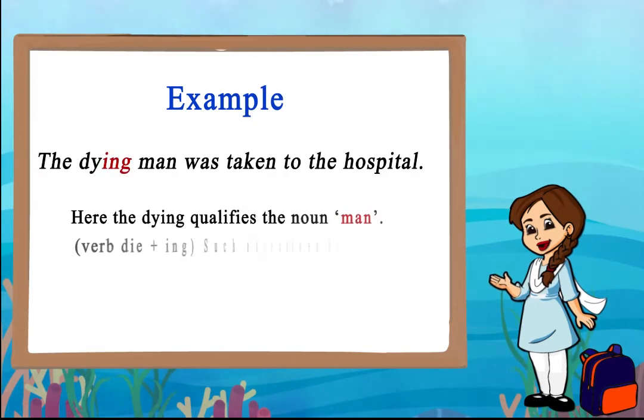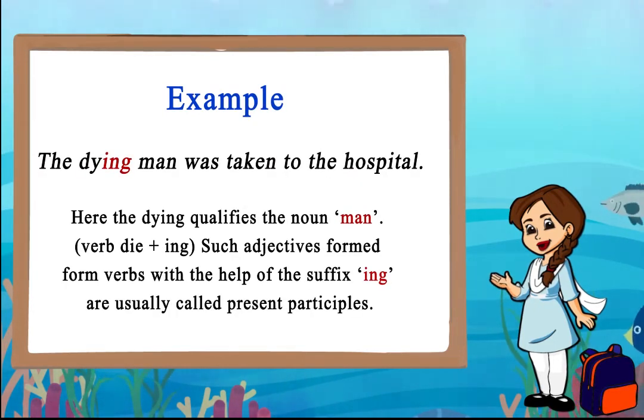Example: the dying man was taken to the hospital. Here the dying qualifies the noun man, verb die plus ing. Such adjectives formed from verbs with the help of the suffix ing are usually called present participles.